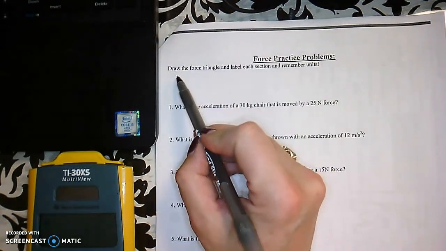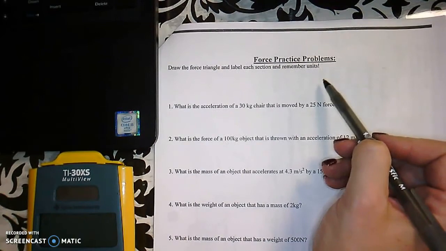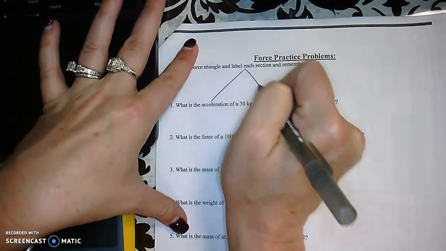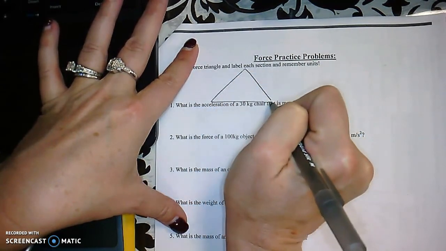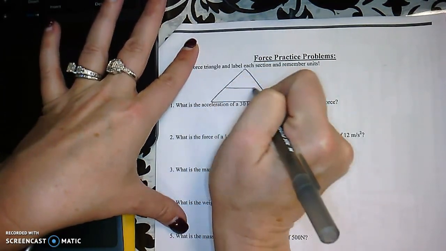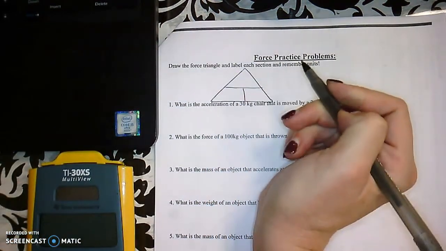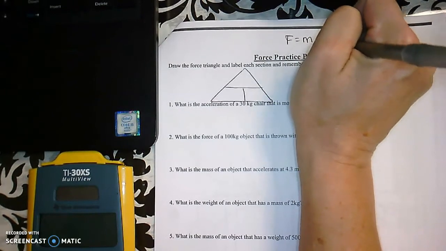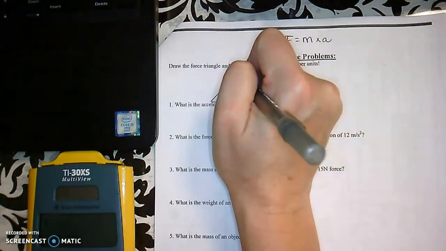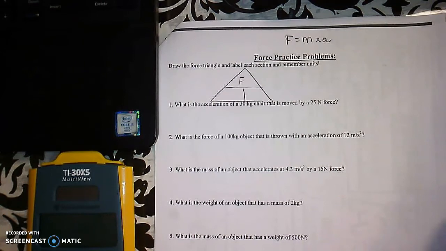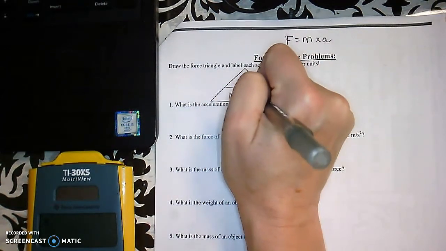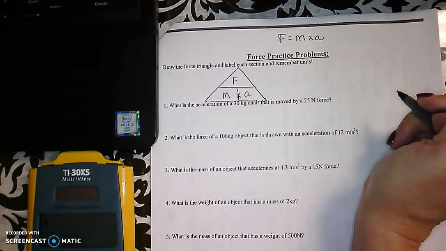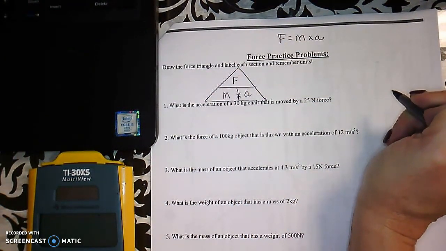So to get started, it says draw the force triangle and label each section, remember units. So let's go ahead and do that. And we'll use this triangle as a reference while we work all of our problems on down the page. So our formula is force equals mass times acceleration. So force is going to go at the top of the triangle. Mass and acceleration are going to go at the bottom, and that's the only way that we can multiply the two of them, is for them to be at the bottom of the triangle.